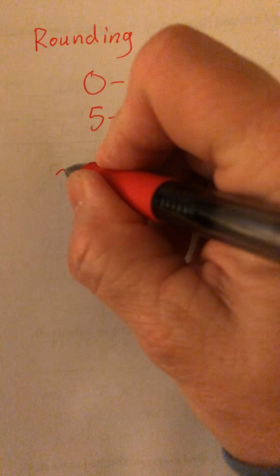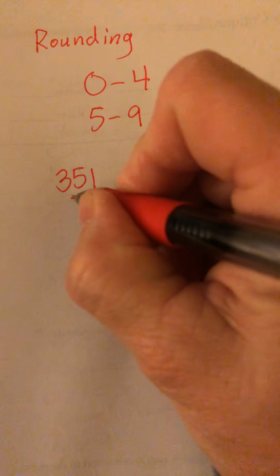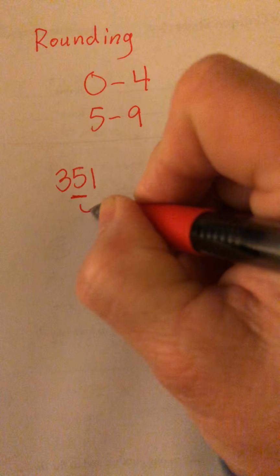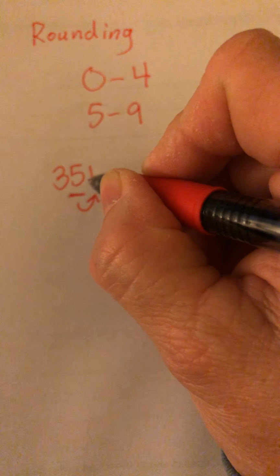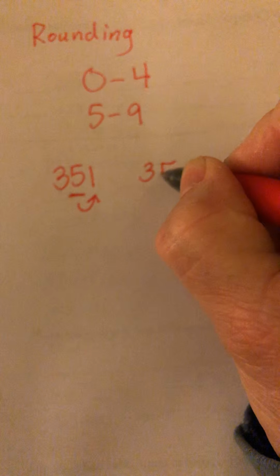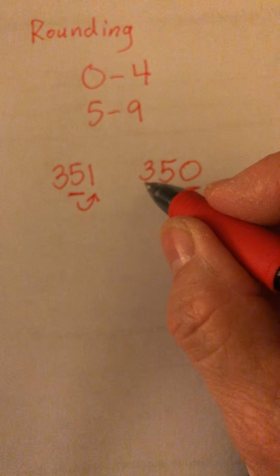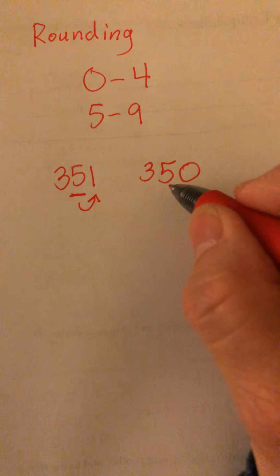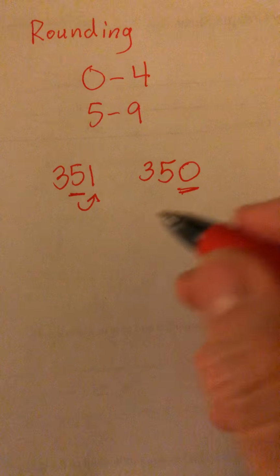If I were going to round 351 to the nearest 10, I would look in the tens place and then I'd check the number after it. This is between 0 and 4, so I stay on the floor, so I would round that to 350. Now, I have to put this 0 here because if I didn't have it there, it would just be 35. But it works differently when we get into decimals.